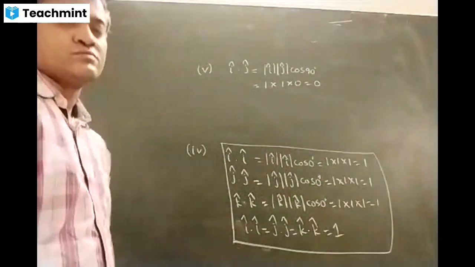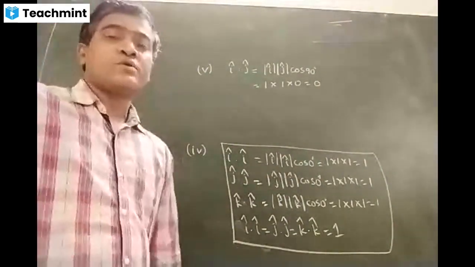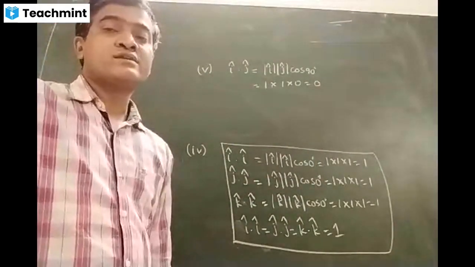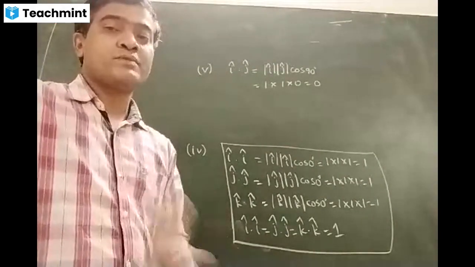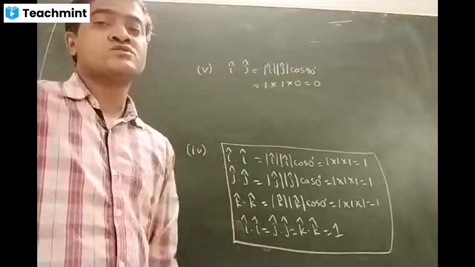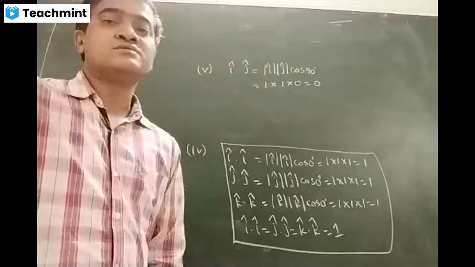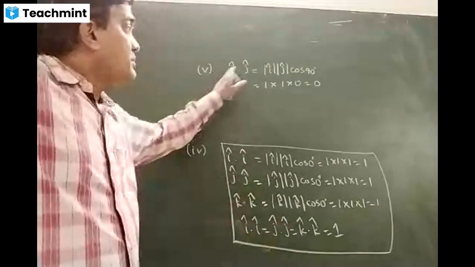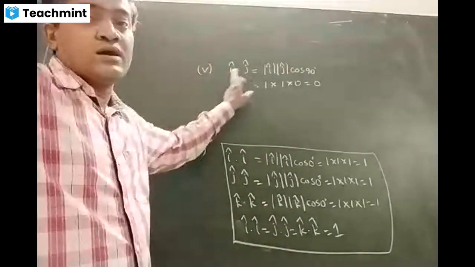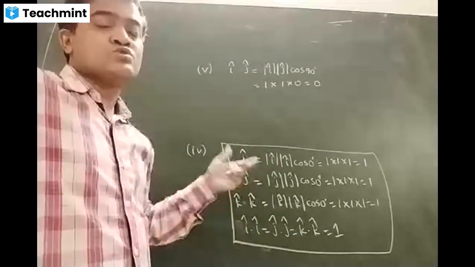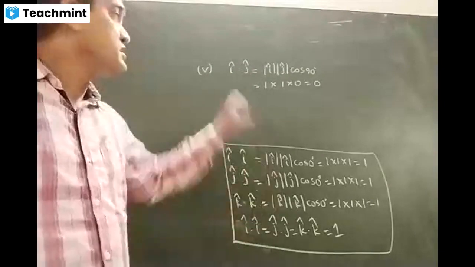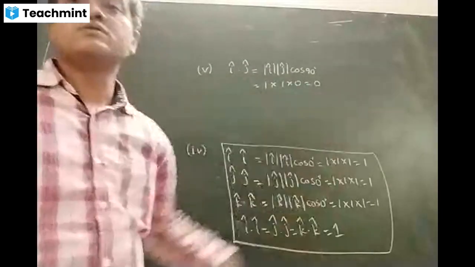Remember, I told you just now one point: if two vectors are perpendicular to each other, then their dot product is always 0. I cap and J cap, how are these two? I cap and J cap are perpendicular to each other. When these two vectors are perpendicular to each other, then their dot product is equal to 0.